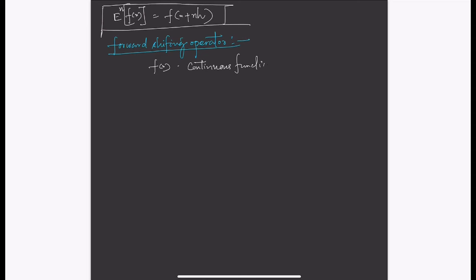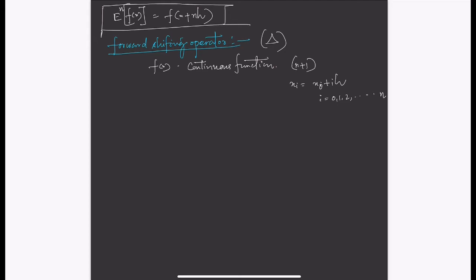Okay, f of x is a continuous function with n plus 1 distinct equispaced points given to us. It means xi is equal to x naught plus ih. This i will range from 0, 1, 2, dot dot dot up to n. Okay, so now what exactly is the forward difference? The forward difference operator is like this.